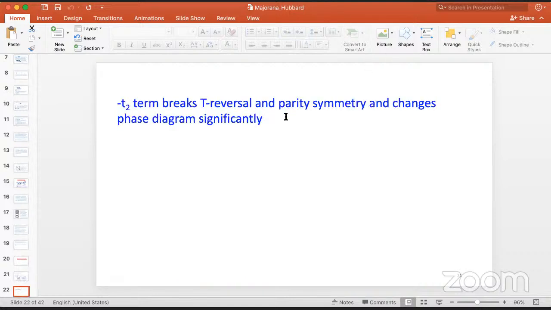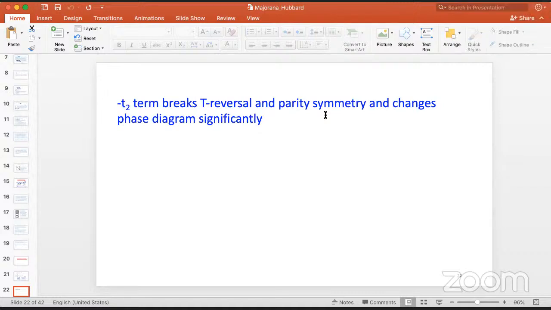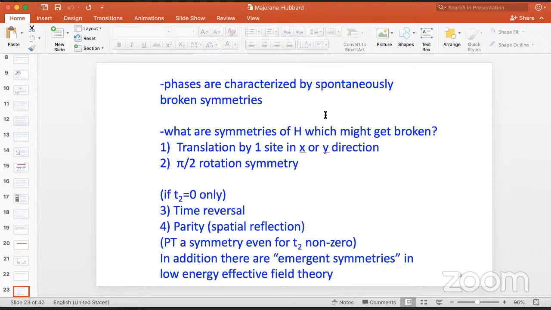Okay, so the T2 term breaks time reversal and parity symmetry and changes the phase diagram significantly, as I will discuss. The phases are characterized by spontaneously broken symmetries. So what are the symmetries of the Hamiltonian which might get broken? Translation by one site in the X or Y direction, pi/2 rotation, or, if T2 is 0, time reversal. I should have mentioned there's also a parity or spatial reflection symmetry. Even if T2 is non-zero, there's a PT symmetry, which is a combination of parity and time reversal. In addition, there are emergent symmetries in the low energy field theory, which I will discuss.